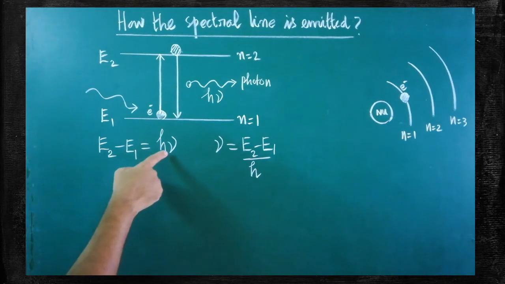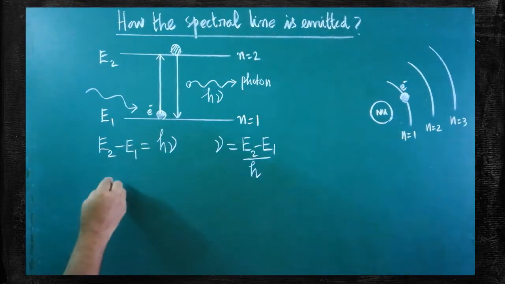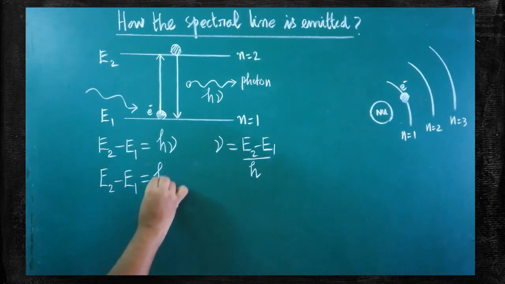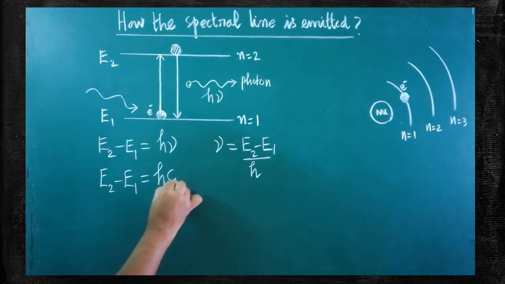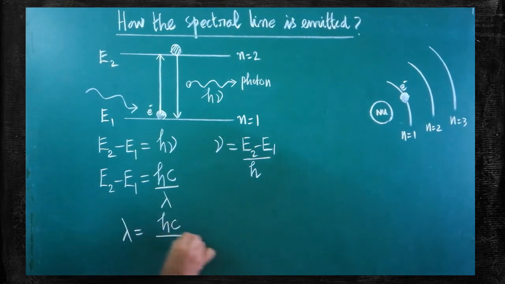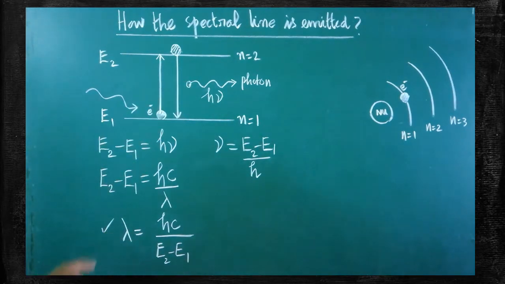If you want to calculate the wavelength of the spectral line, here we have to do a simple modification. E2 minus E1 is equal to h nu. Instead of nu, we can substitute c by lambda. Therefrom, we are able to get the expression for lambda. Lambda is equal to hc divided by E2 minus E1. So by using this expression, we are able to calculate the wavelength of the emitted spectral line. This is a very fundamental formula.